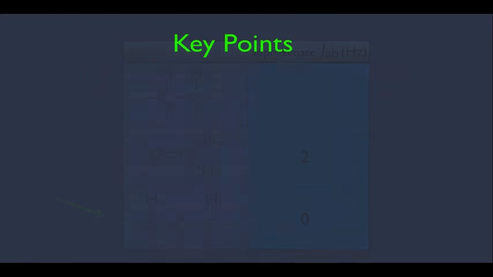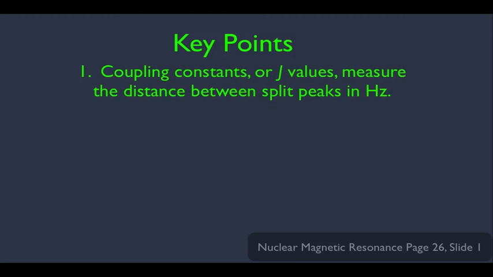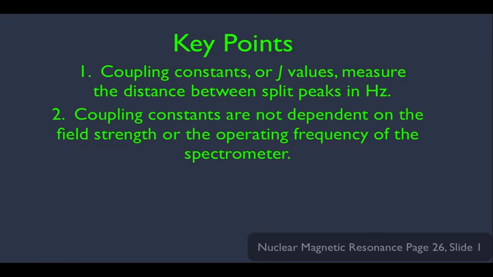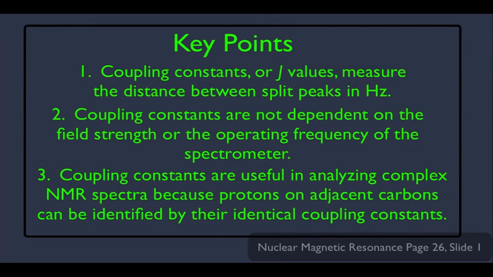Let's go back to our key points and what have we learned here. Number one, we saw that coupling constants or J values measure the distance between split peaks in hertz. Number two, we saw that coupling constants are not dependent on field strength or operating frequency of the spectrometer. That basically means that J values are constant, and that's great for us. And number three, coupling constants are useful in analyzing complex NMR spectra because protons on adjacent carbons can be identified by their identical coupling constants. Again, these help us go beyond the four aspects of HNMR if we have to.